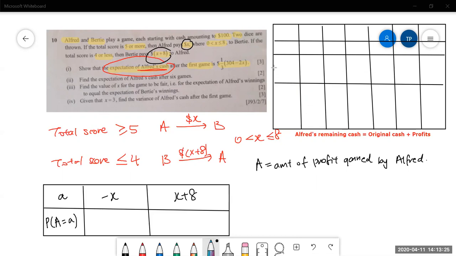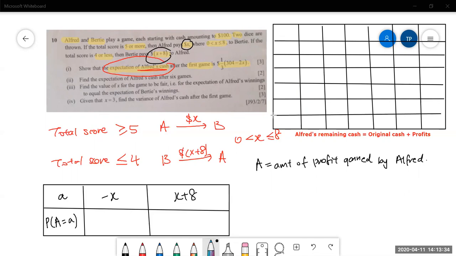Wow, so tired. Yeah, very tedious. I know. But imagine this thing comes out in A levels.